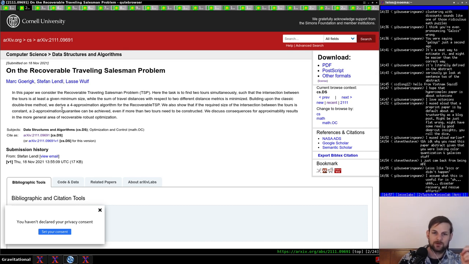Here, the task is to find two tours simultaneously such that the intersection between the tours is at least a given minimum size, while the sum of the travel distance with respect to the two different distance metrics is minimized. Building upon the classic double tree method, we derive a 4 approximation algorithm for the recoverable TSP. We also show that if the required size of the intersection between the tours is a constant, a 2 approximation guarantee can be achieved. Even if more than 2 tours need to be constructed, we discuss consequences for approximability results in the more general area of recoverable robust optimization.